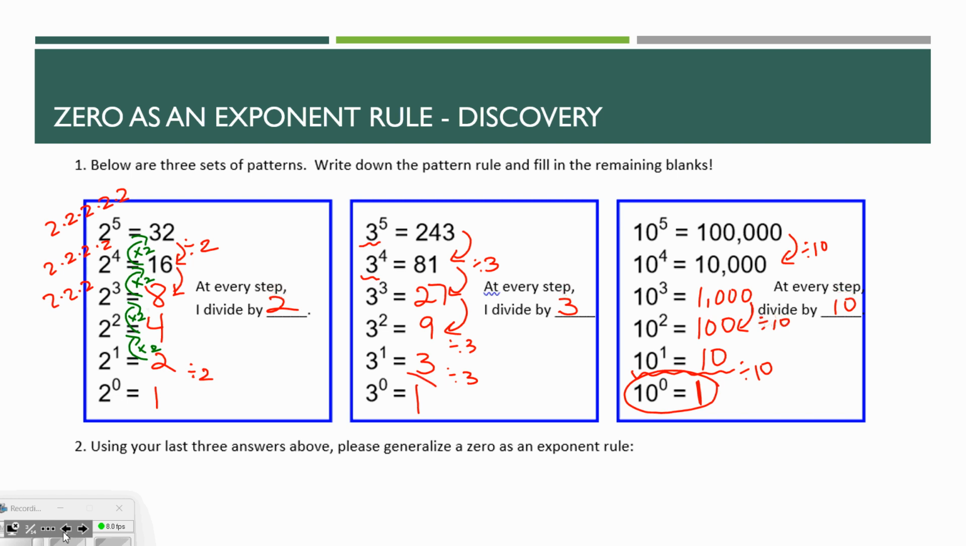Well, let's look. Do I see a pattern happening here? 3 to the 0 is 1. 2 to the 0 is 1. 10 to the 0 is 1. Anything to the 0 power is always going to be 1.